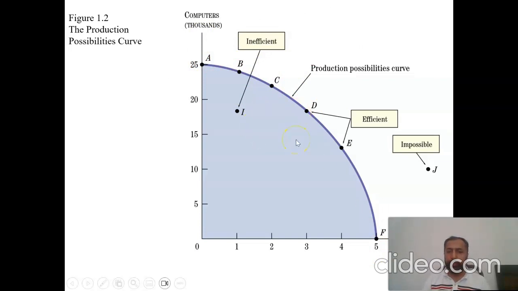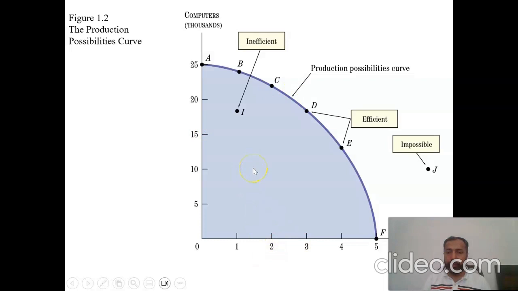Opposite to this case, if resources decrease or technology deteriorates, then this curve will shift downward. Maybe we start from 15 and we end at 3 like this. So all this depends upon the resources.